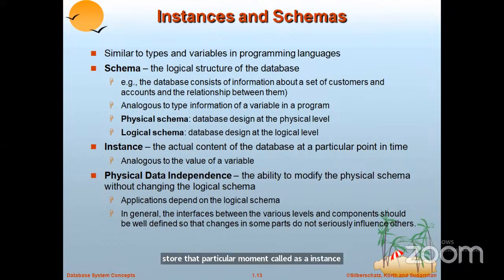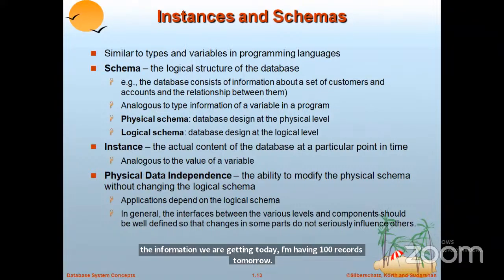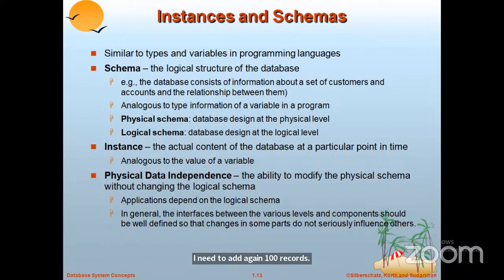Whatever information we are getting today, I am having 100 records. Tomorrow I need to add another 100 records. Today my count is 100. Tomorrow that count will become 200, right? So storing the information at that particular moment is called an instance. Is it clear? Data can be added, data can be deleted. The database will not be the same all the time. That is what an instance is: information stored at a particular moment.